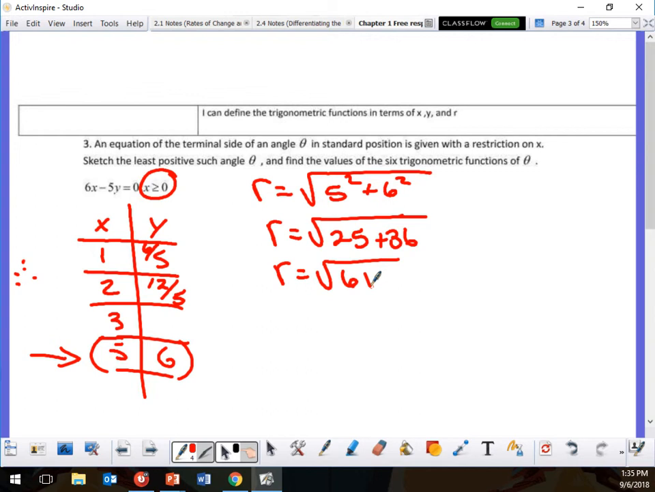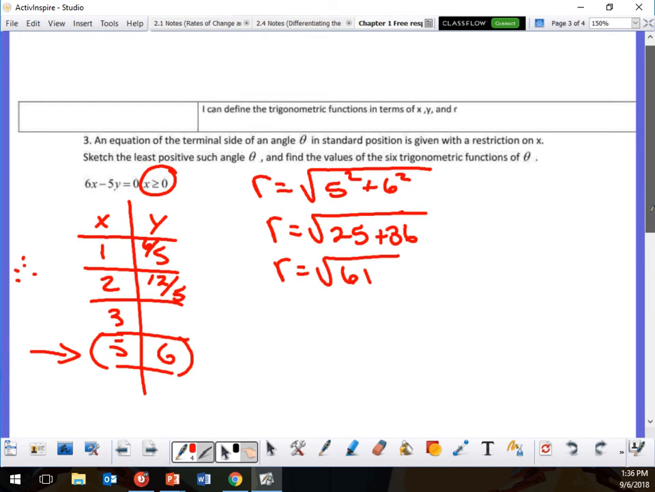So I have an x, I have a y, and I have an r. Can I do all 6 trigonometric functions now? Yes. Now, when are we taking this test? Monday. On Monday, you need to know your x's, y's, and r's. So what should you practice between now and Monday? X's, y's, and r's.